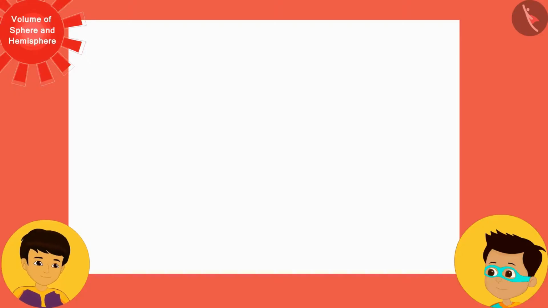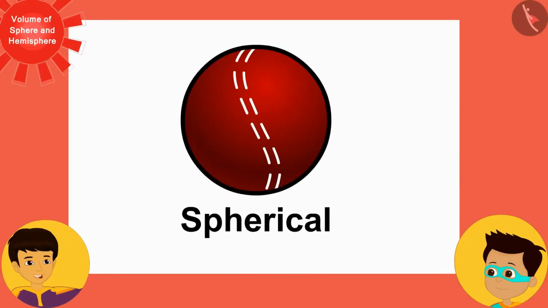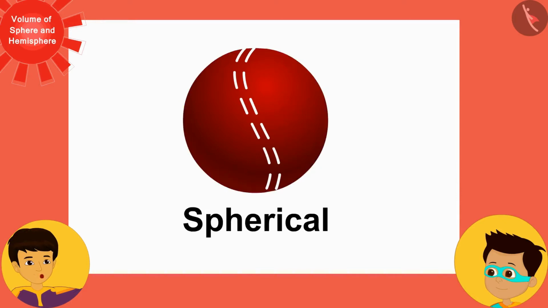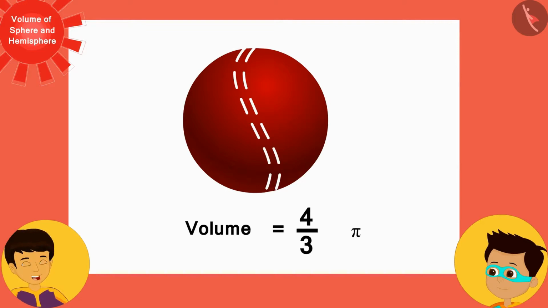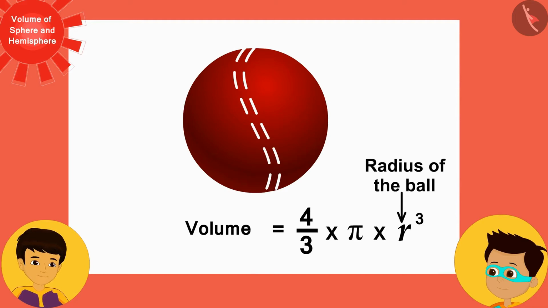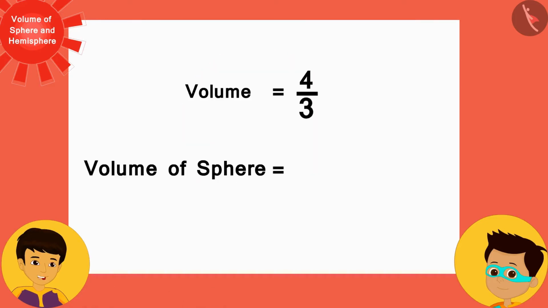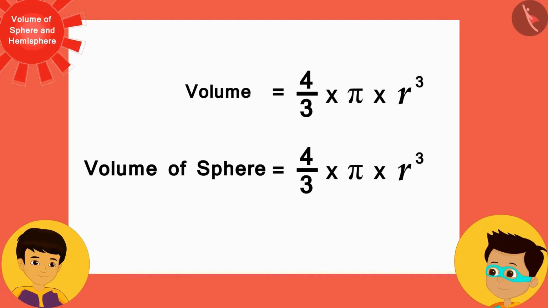And look, Thomas, the ball is spherical. And you have just seen that its volume is equal to the value of the product of 4 by 3, pi and the cube of the radius of the ball. If we assume that the radius of a spherical ball is r, then we can write the formula of volume of sphere in this way.